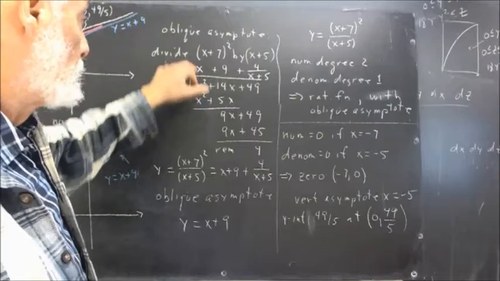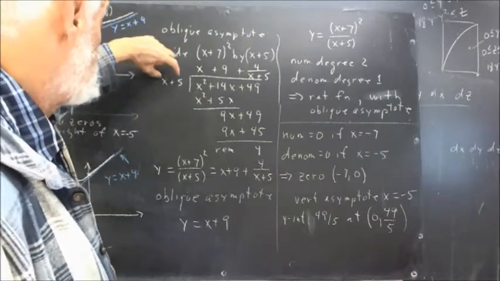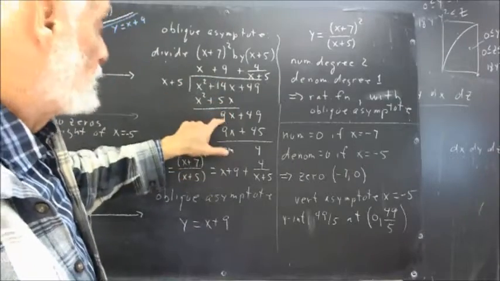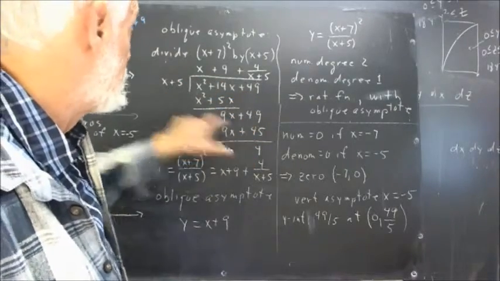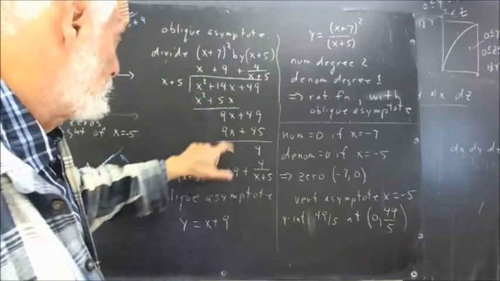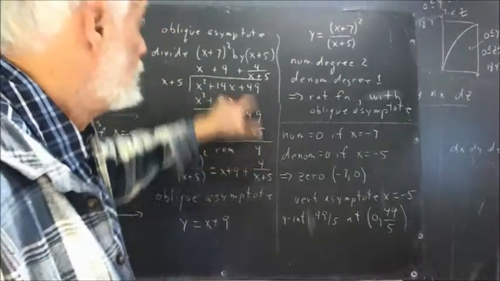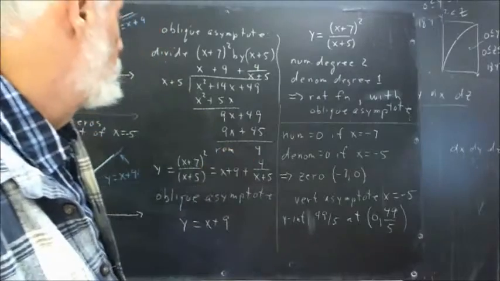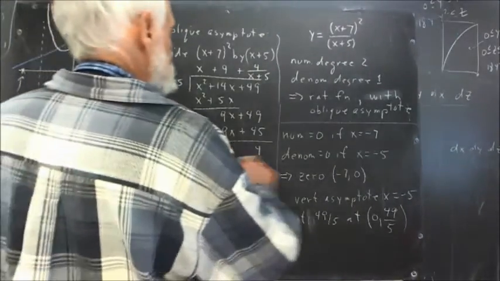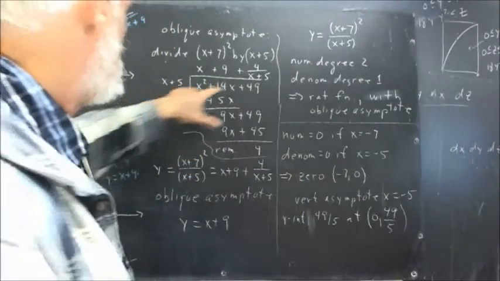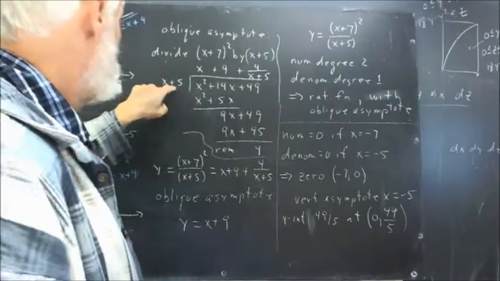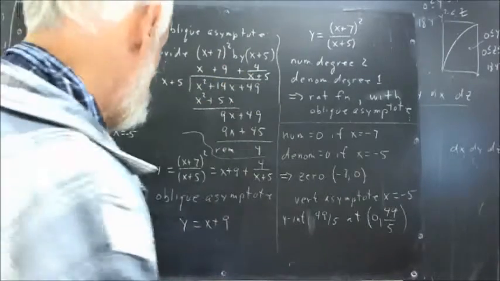X goes into x squared, x times. x multiplied by x plus 5 is x squared plus 5x. Subtracting, we get 9x, bring down the 49. X goes into 9x, 9 times. 9 times x plus 5 is 9x plus 45. Subtracting, we get a remainder of 4, meaning that the result is x plus 9 plus the remainder over the divisor, 4 over x plus 5.